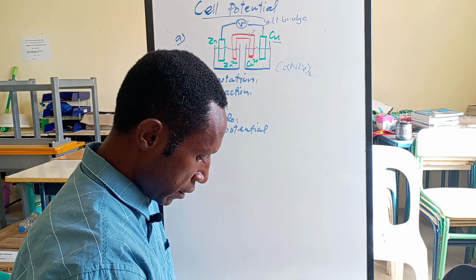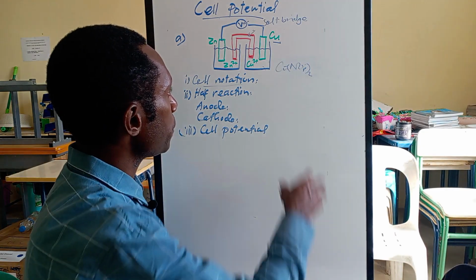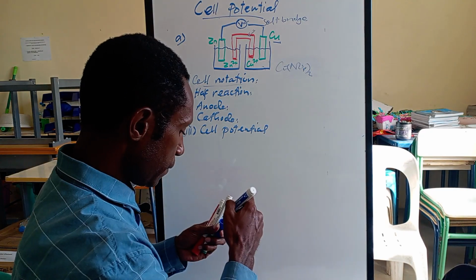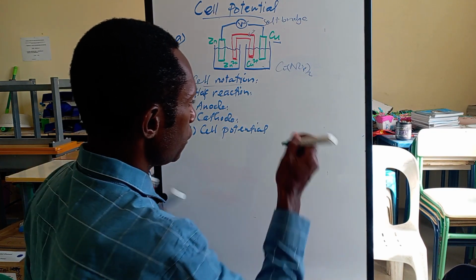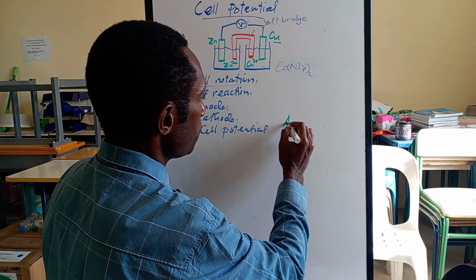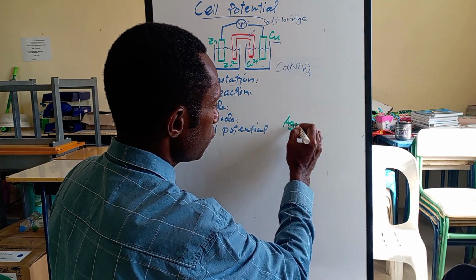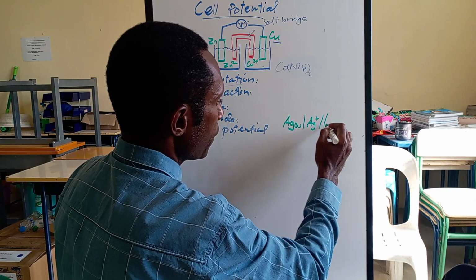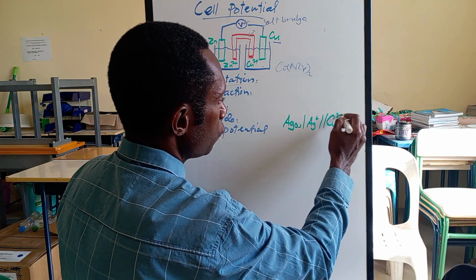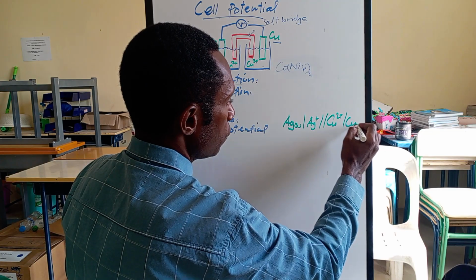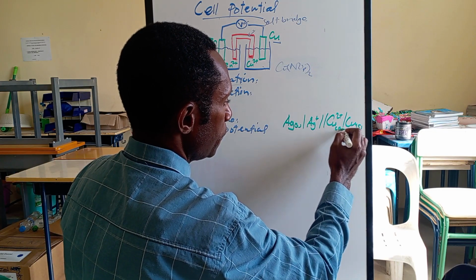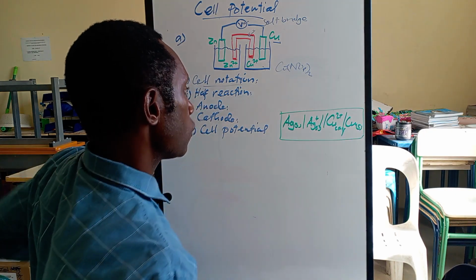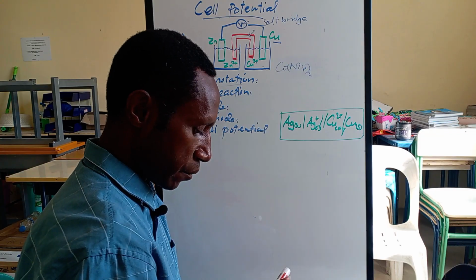Now, cell notation. What is a cell notation? Cell notation is a very simple way to represent the voltaic cell, the electrochemical cell. To write cell notation, we normally have it this way. I'll just put an example over here: Ag(s), Ag+, and then Cu2+ and Cu(s). So this is how a cell notation is written.